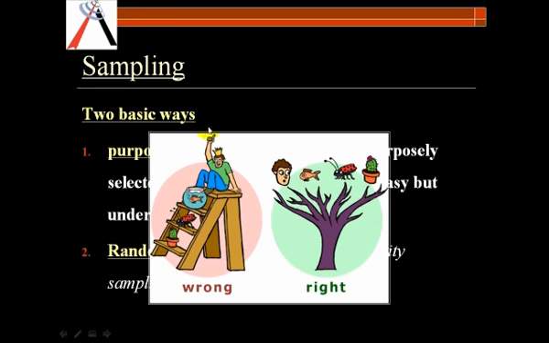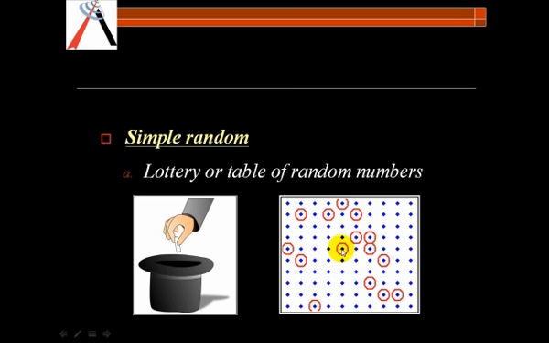And that's wrong. You have to give equal opportunity to all the members of the population to be included in the study, and this would be a random sample, and this is the correct way of sampling. When we say randomization, we have various methods of randomization. The first one would be the simple random method, wherein you take the whole population and just take a lottery to select the sample. Or the other way is you can generate random numbers from the table of random numbers, and accordingly you can select the sample.